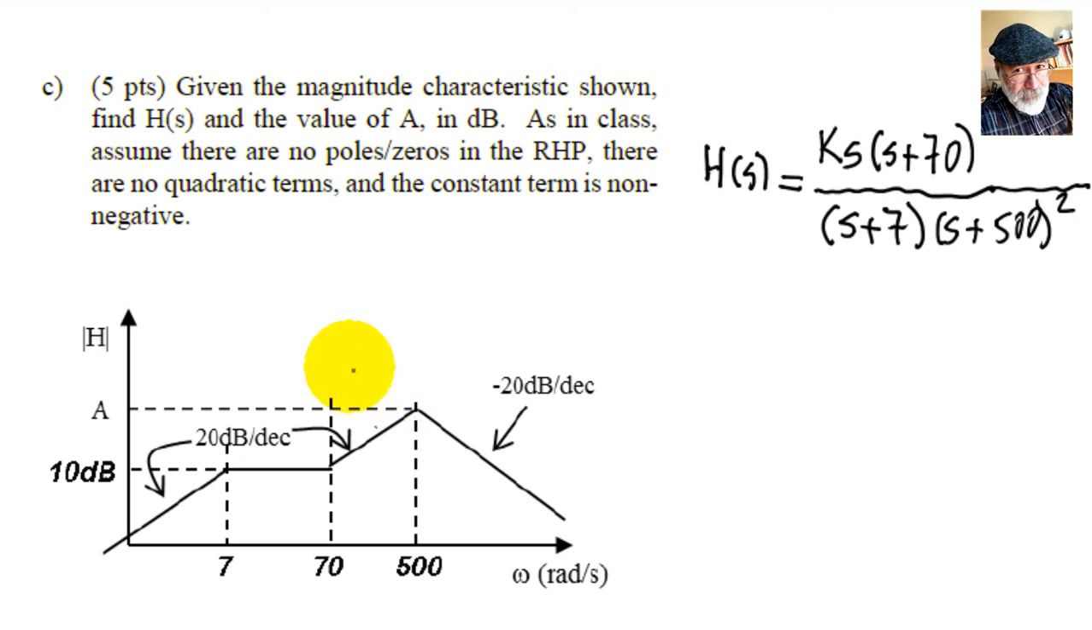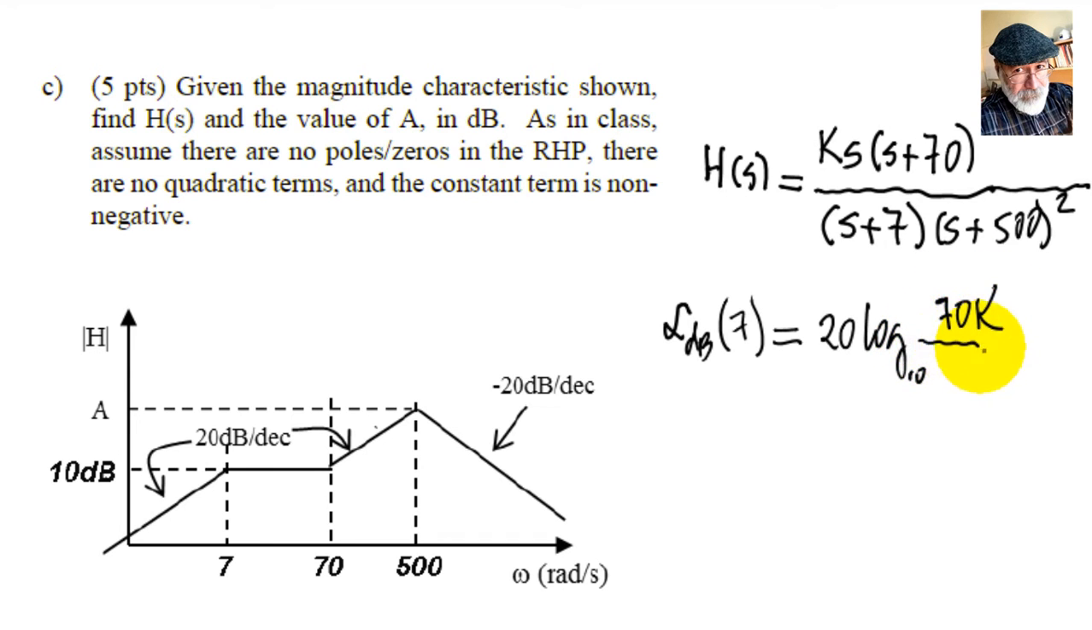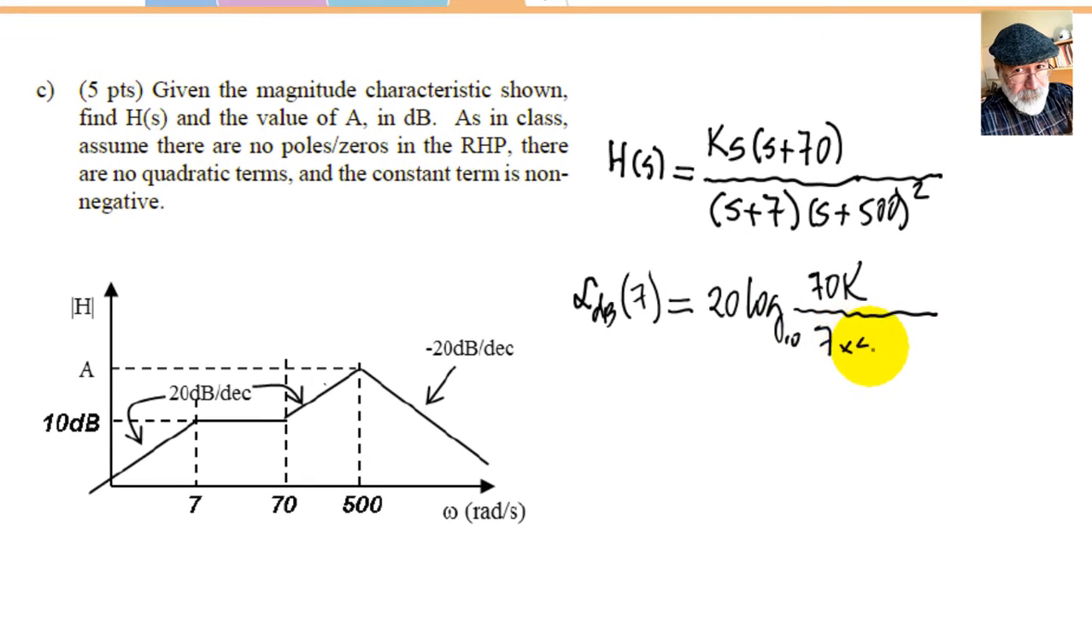What piece of data we have for that? This one. That approximated plot has a value of 10 decibels at 7 radians per second. But what is the value of that approximation at 7? You say, if there was no zero at 0 at 7. But we have to add the contribution of the zero at 0.